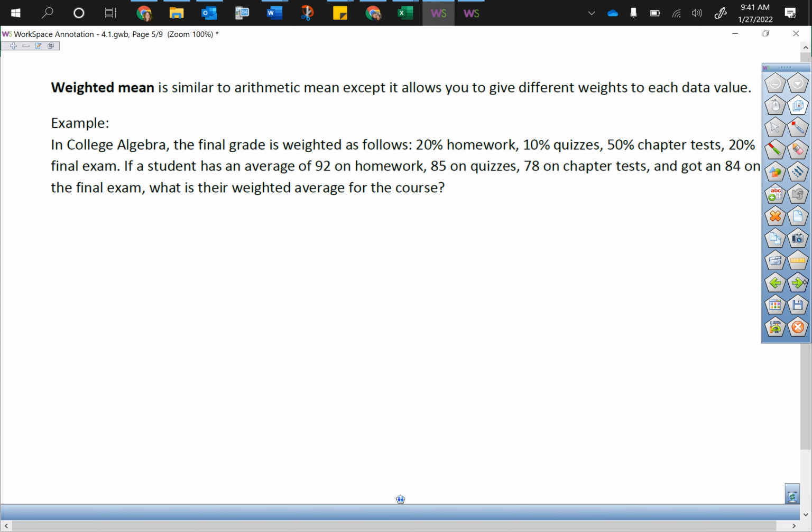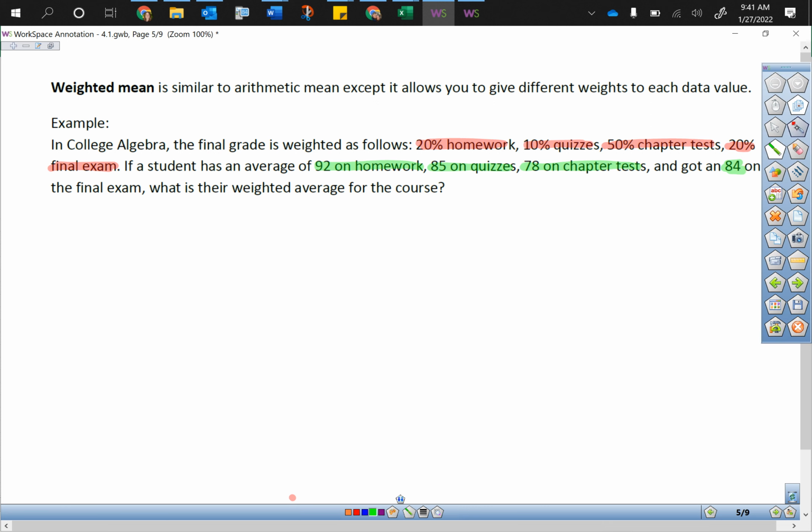So here's how we calculate it. In college algebra, the final grade is weighted as follows. 20% is homework, 10% is quizzes, 50% is chapter test, and 20% is the final exam. If a student has an average of 92 on their homework, 85 on their quizzes, 78 on their chapter test, and they got an 84 on the final exam, what is their weighted average for the course? What grade are they going to get for their course?